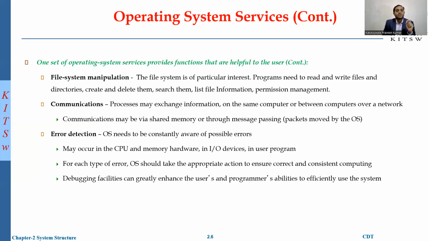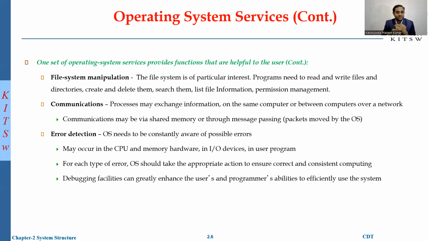Just a simple example: whatever operations you do on files, all of this comes under file system manipulation. Communication. Processes may exchange information on the same computer or between computers over a network. That is called communications. Communication may be via shared memory or through message passing, so this can be done in two ways.